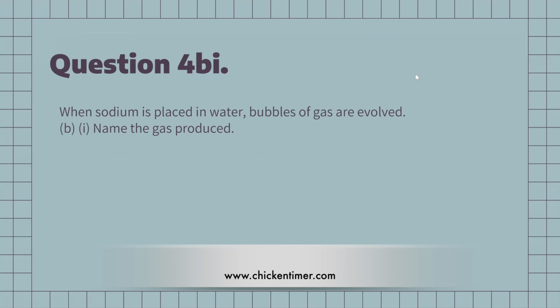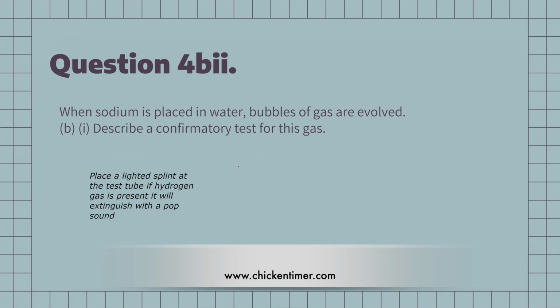Part 2. Name the gas that is produced. Hydrogen is correct. Then get ready. I think they will ask you how to test for hydrogen. Describe a test for this gas. Place a lighted splint at the mouth of the test tube. Then if hydrogen gas is present, it will extinguish with a pop sound. Right.